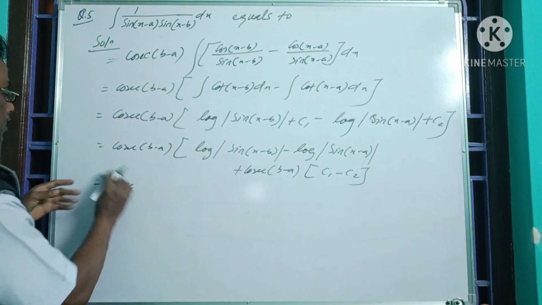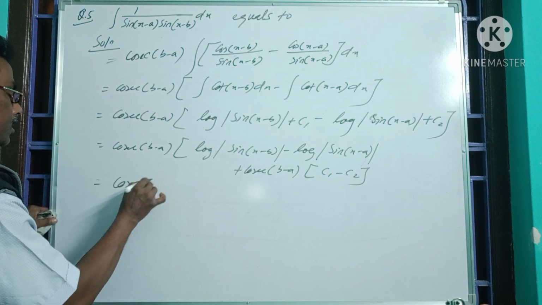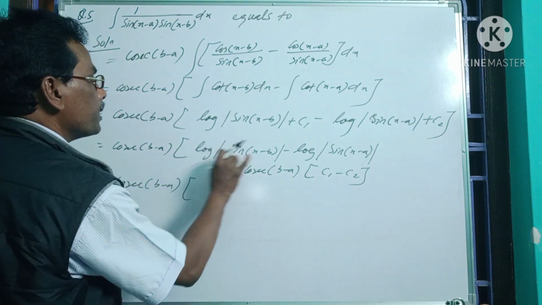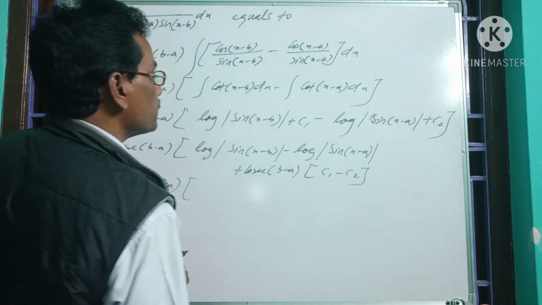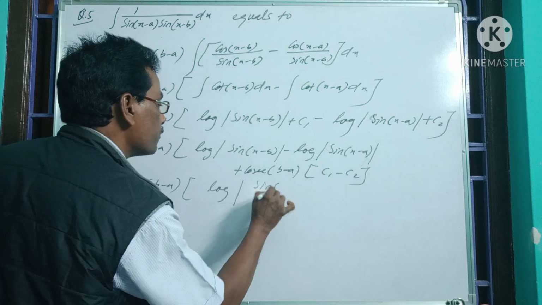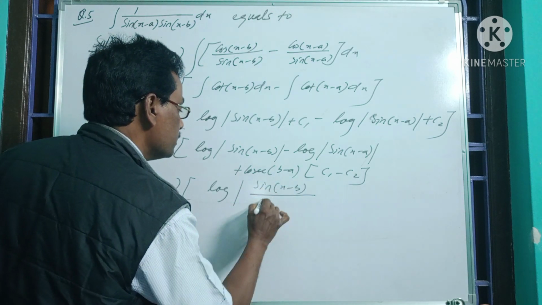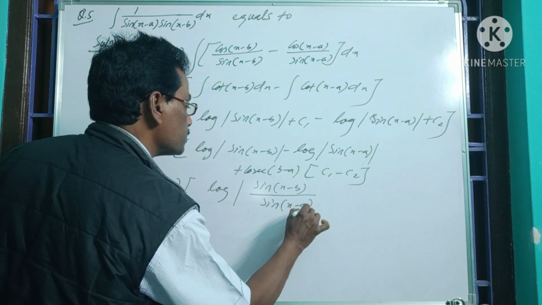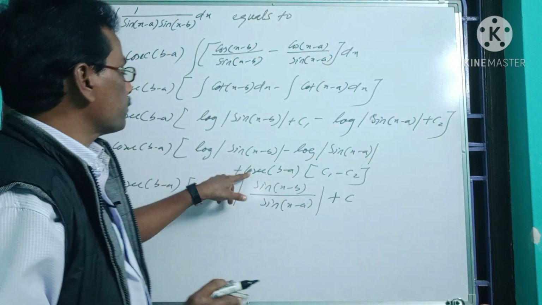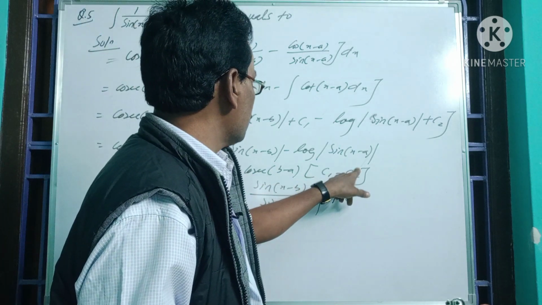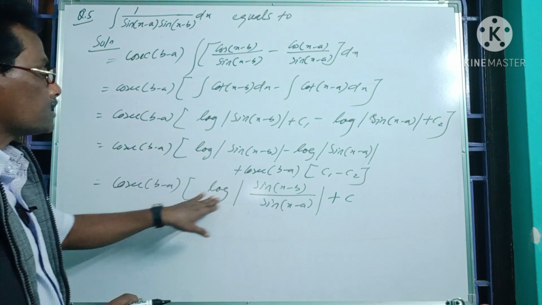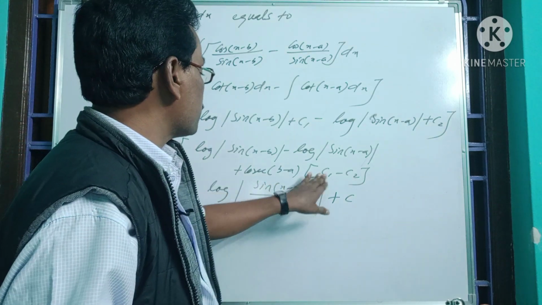cosec(b minus a) into, so log m minus log n can be expressed as log of mod of sin(x minus b) by sin(x minus a), mod, plus c as the constant of integration in place of cosec(b minus a) into c1 minus c2. So hence finally we got cosec(b minus a) whole into log of sin(x minus b) by sin(x minus a) mod plus c.